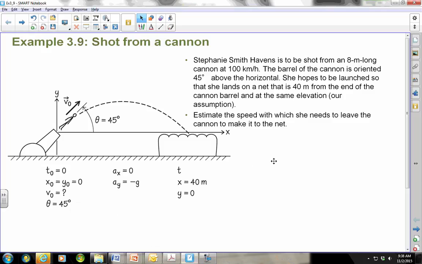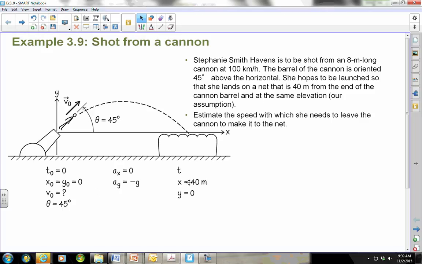Okay, we're gonna do example 3.9 together. I'm gonna add to their givens here. So the situation is that we're trying to find the speed at which this person is going to be shot from a cannon. And so what we're looking for here is V0 or V naught, which you can see here, V0 equals question mark.